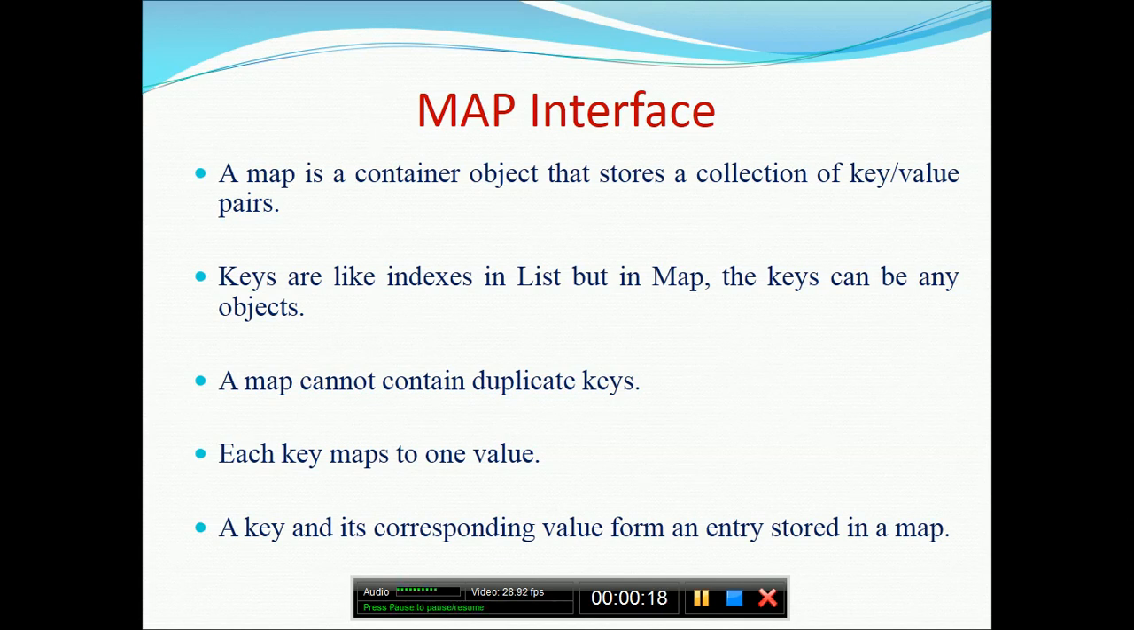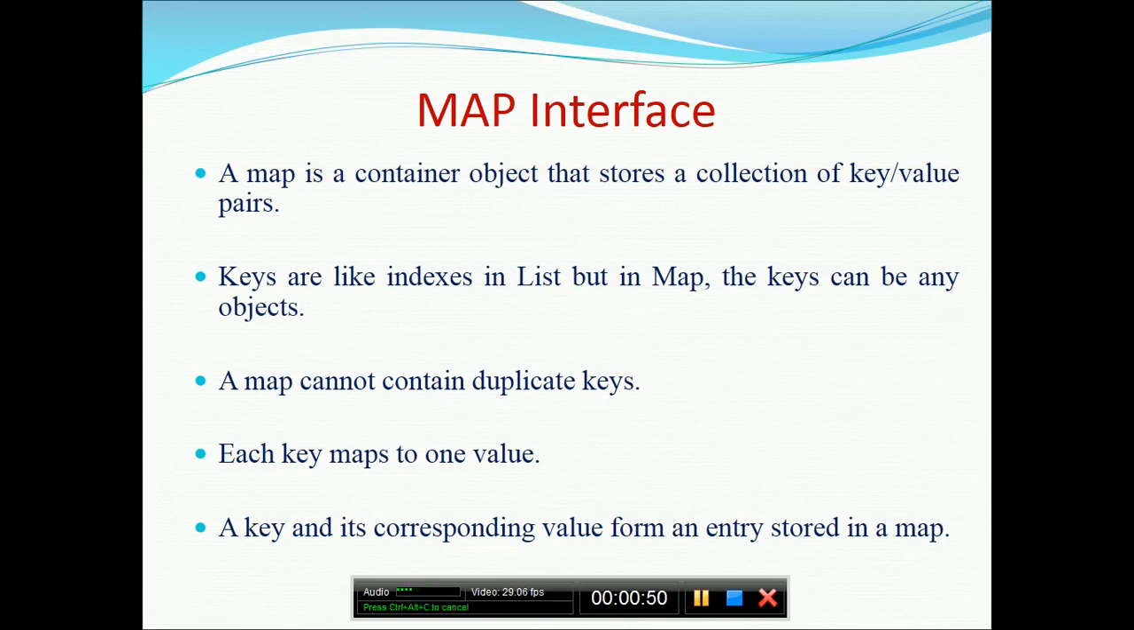Map is a container object that stores a collection of key value pairs. The map interface is basically used to store a collection in which you have key value pairs available. Keys are like the indexes in a list, but in a map, the keys can be any object. The map cannot contain duplicate keys. Each key maps to one value.